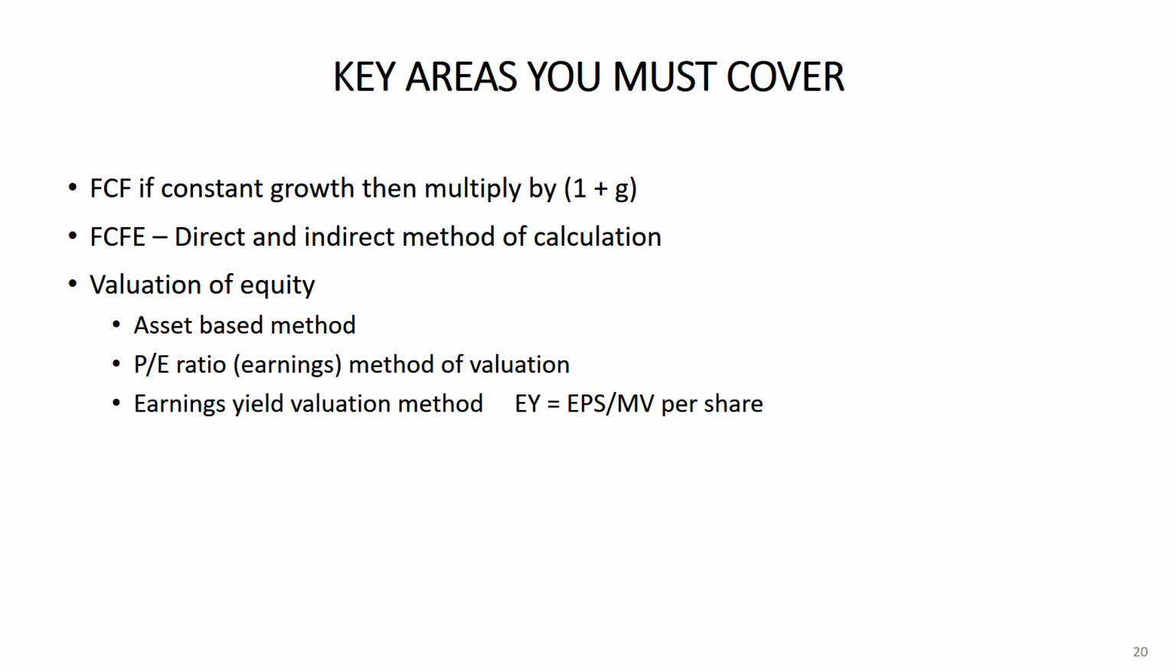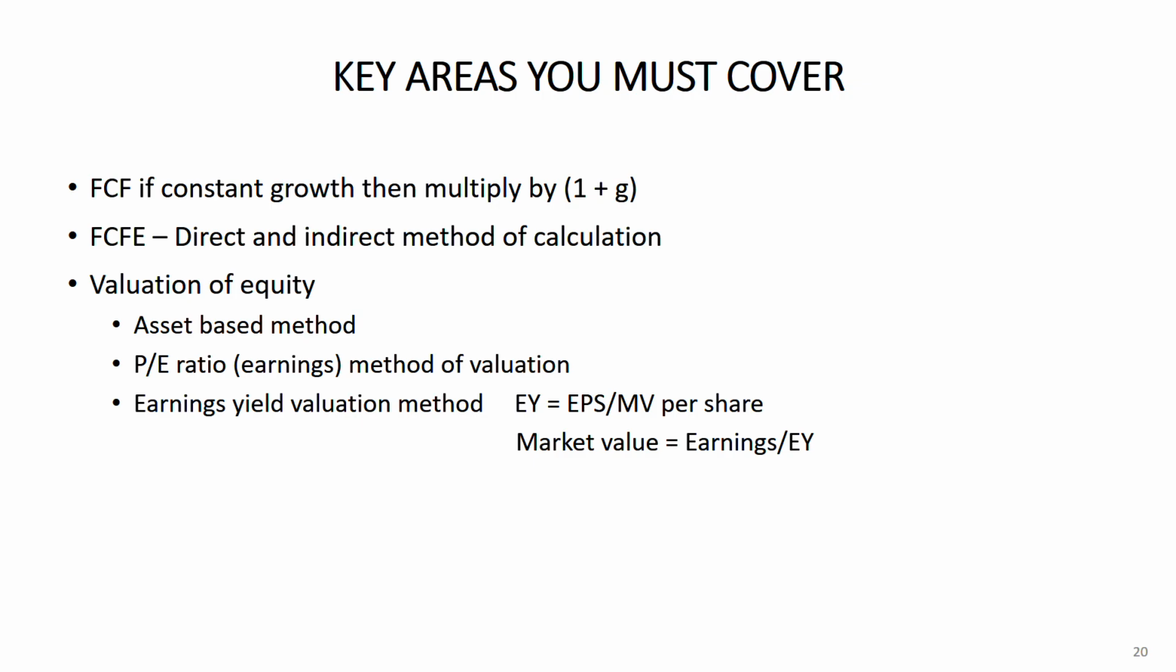Next, there's another method. This is known as the earnings yield valuation method, right? Which is EY. EY is earnings yield equal to EPS divided by market value per share. So finally, when you have to know the market value, that is earnings divided by EY, earnings yield. So earnings divided by earnings yield will give you the market value.